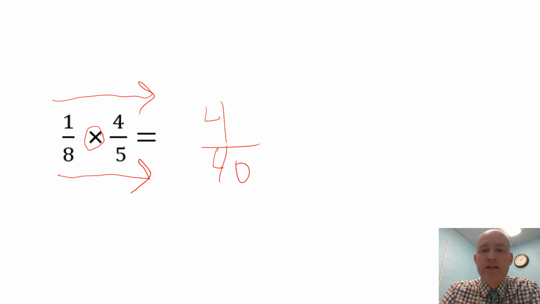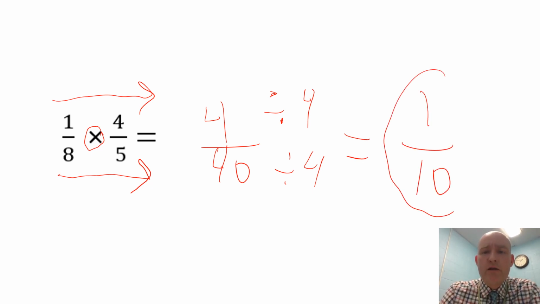Well, we can factor. Does the smallest fit into the biggest? I think it does. So I'm going to divide the bottom and the top by 4. We should get 1 out of 10. And 1/10 is our answer.